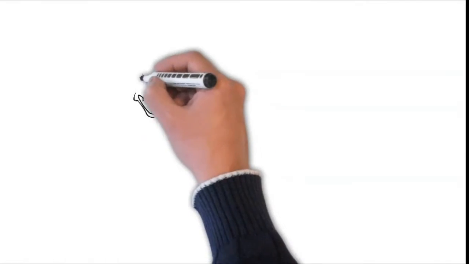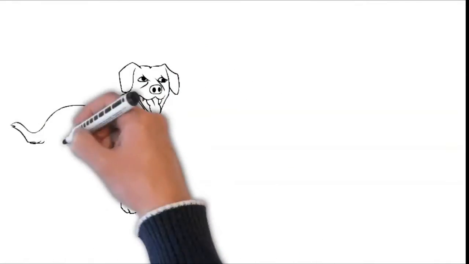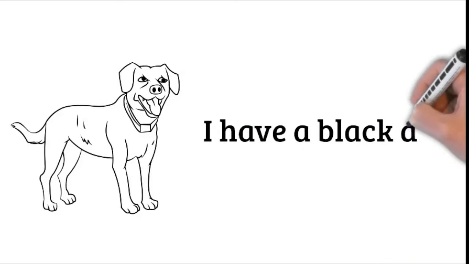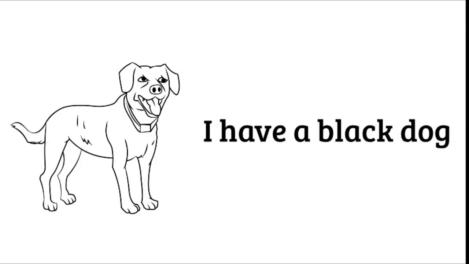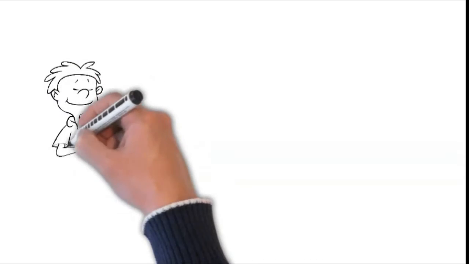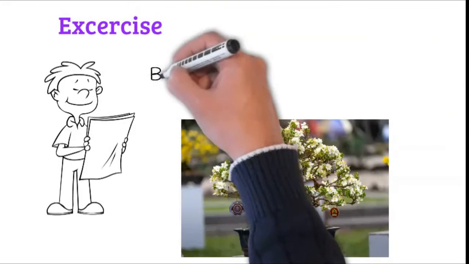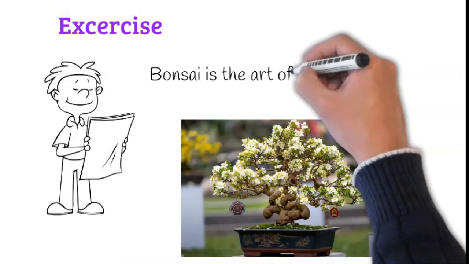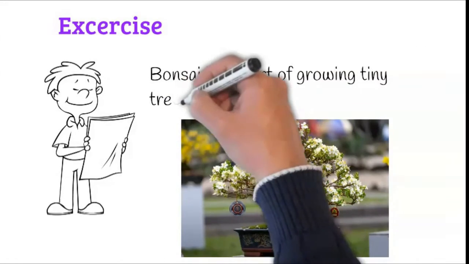An adjective can go right before the noun it's describing, like, I have a black dog. Here the adjective is black and it is defining dog. But it doesn't have to go before a noun. Sometimes adjectives are at the end of a sentence too, like, my dog is black. Identify the adjective in the sentence and comment below the answer. Bonsai is the art of growing tiny trees.